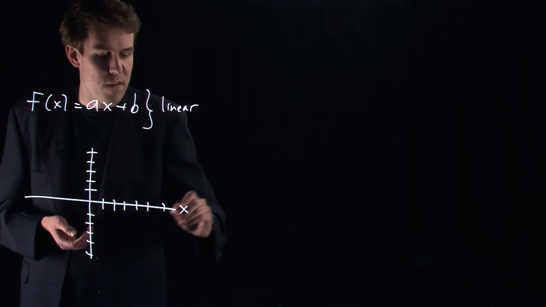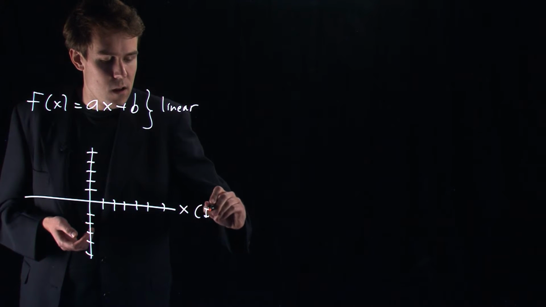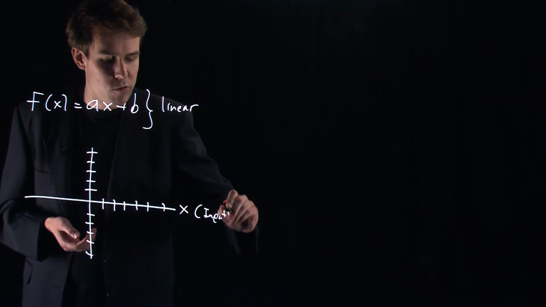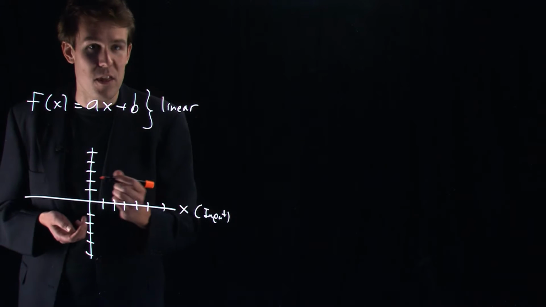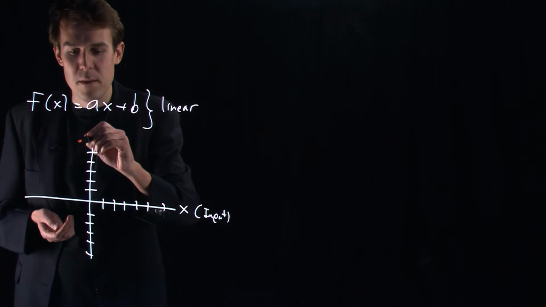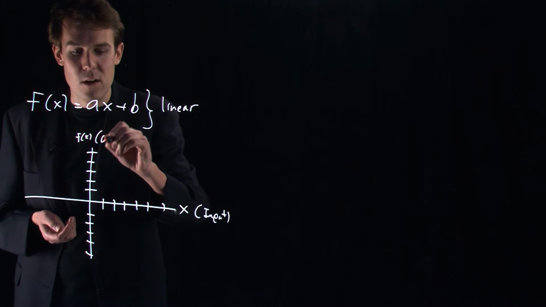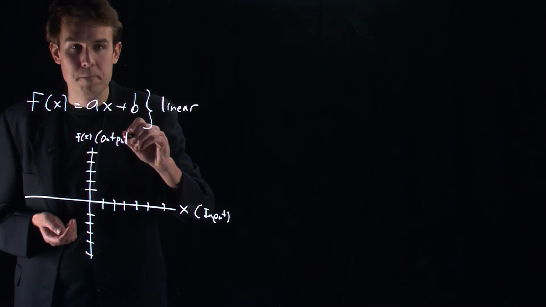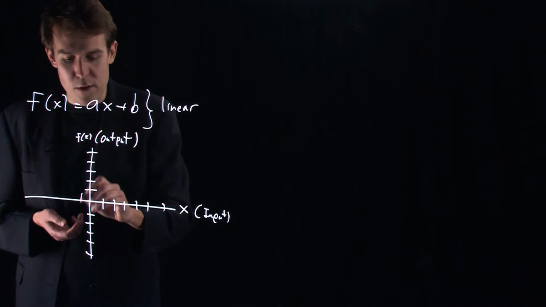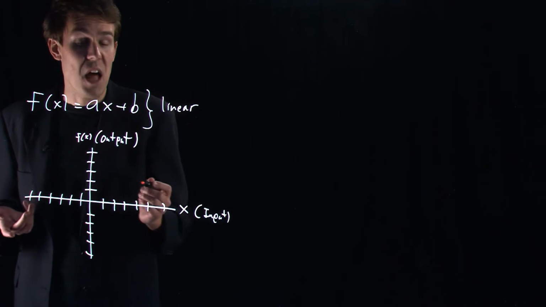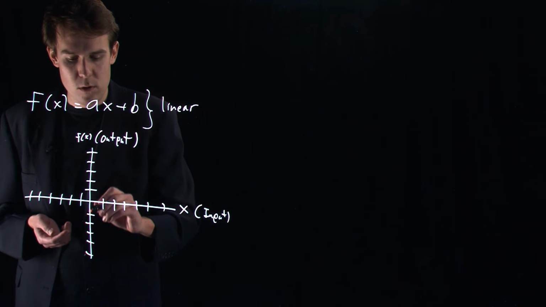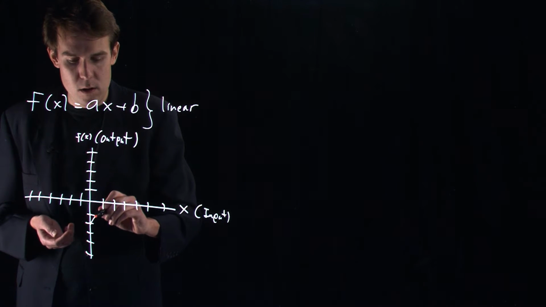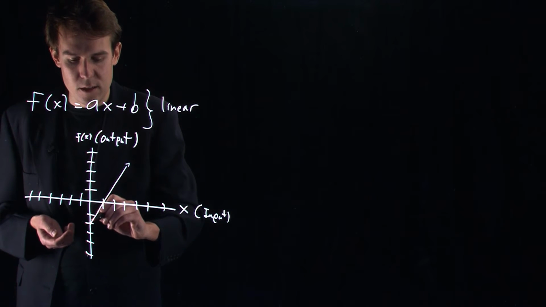I have my input variable x, and I'll write input here just to remind you, this is a nice way to think of functions as inputs and outputs. And then I have f of x here, which is my output. And the plot for this will be just a line. So maybe something like this.